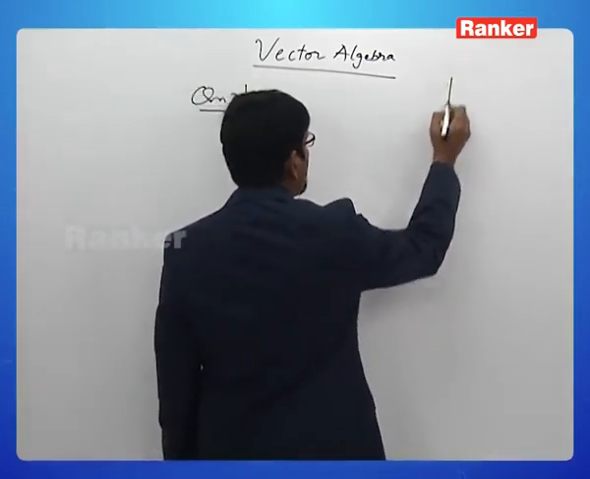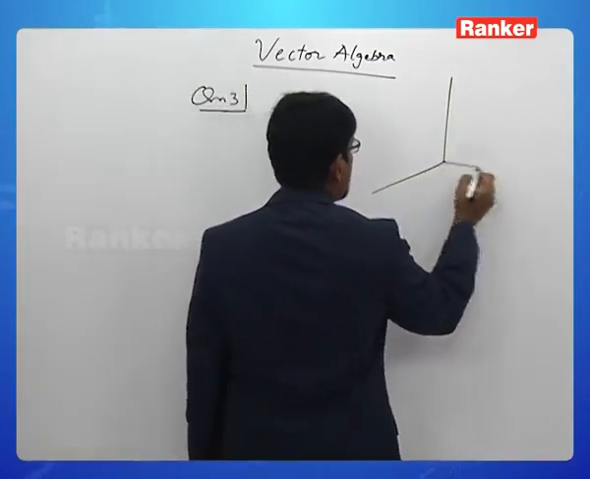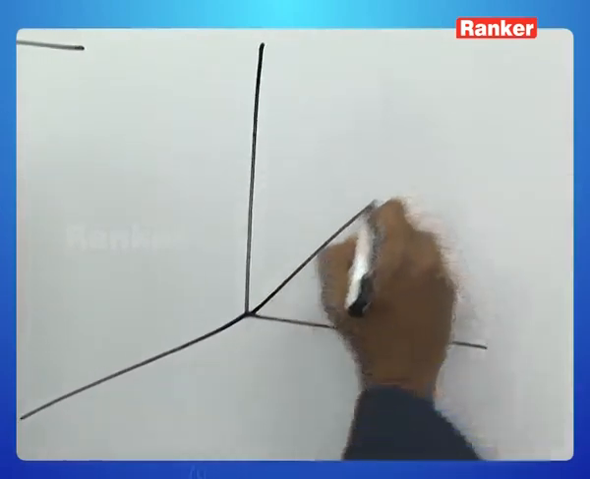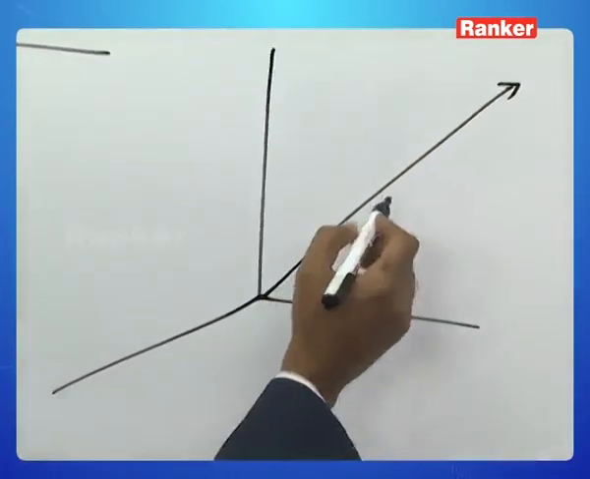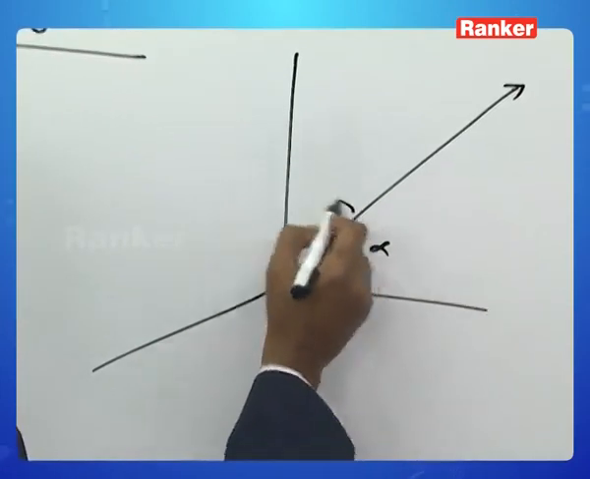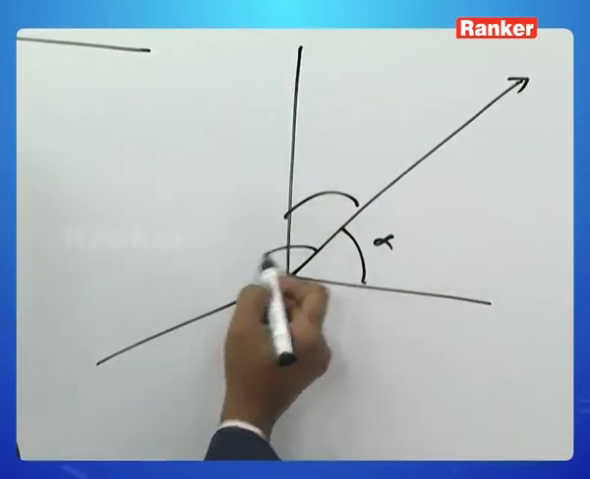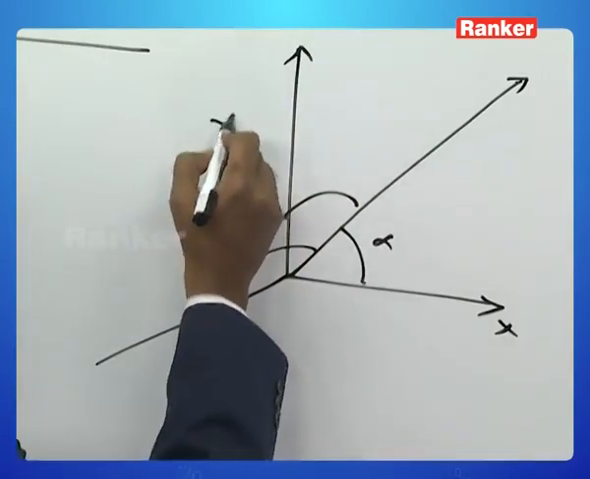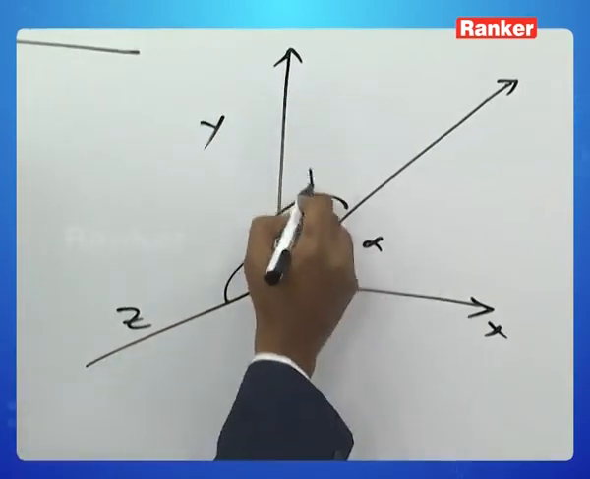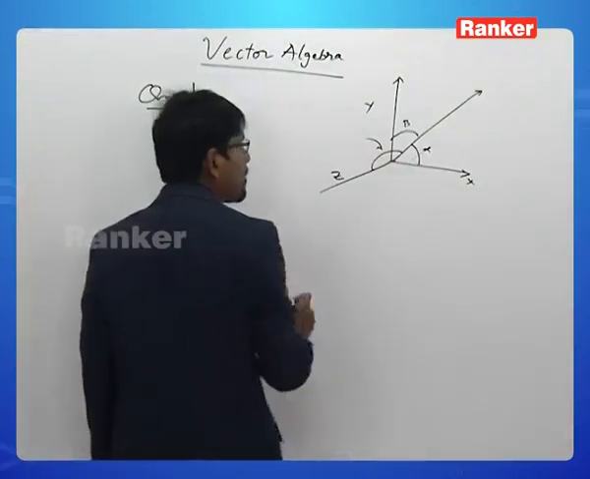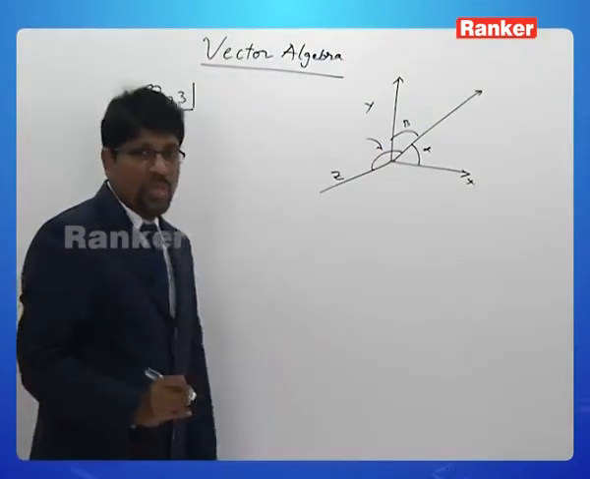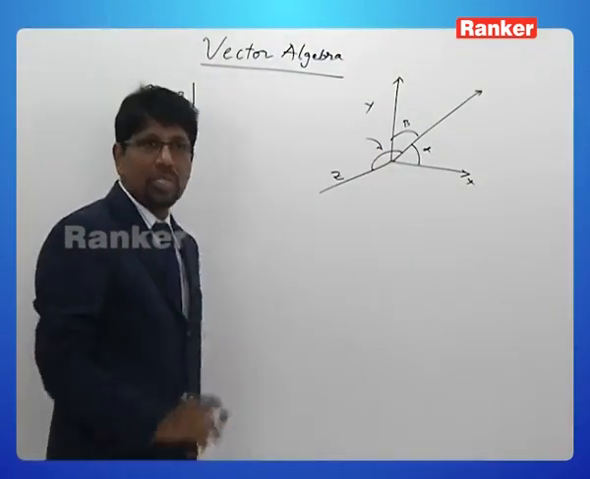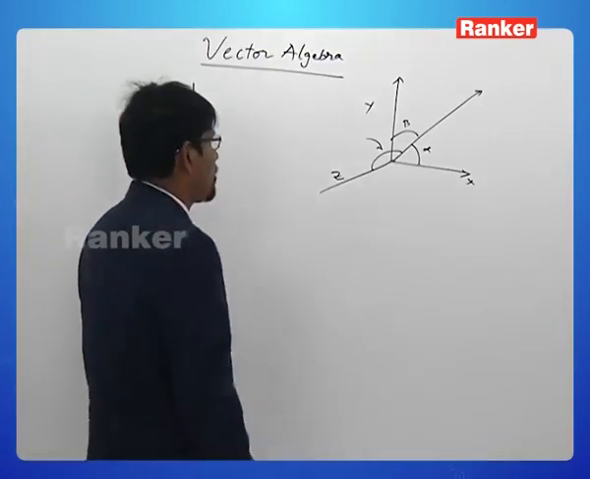We have a line which is making angles alpha, beta, gamma with the positive x-axis, y-axis and z-axis. This is beta and this is gamma. We are asked to find the range for sigma sin alpha sin beta. So let's have a look at this.